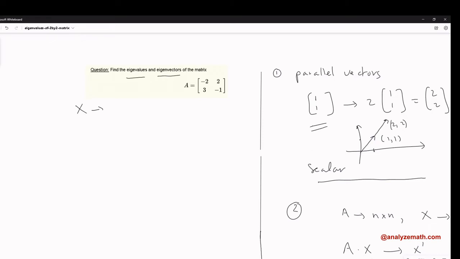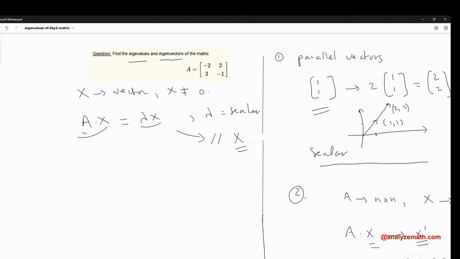Let X be a non-zero vector. We want to find X so that when it is multiplied by A, it gives another vector that is parallel to X. So AX is the transformation of X, as we have seen in the examples, and this equals lambda X, where lambda is a scalar. When you multiply a vector by a scalar, you get another vector, so the result of the transformation, lambda X, is parallel to your vector X. This is what we're looking for.